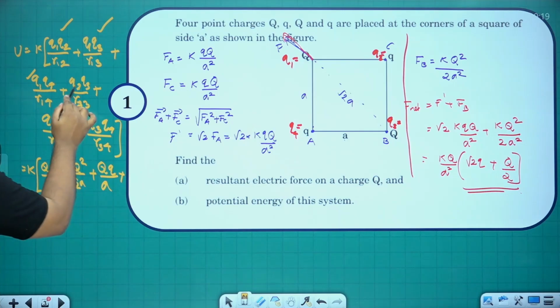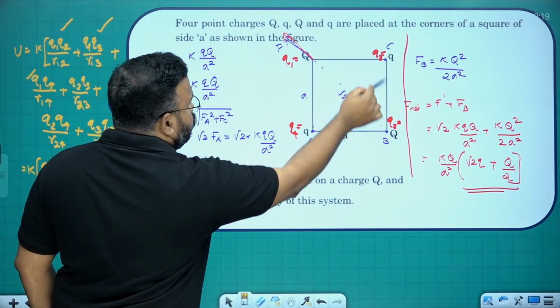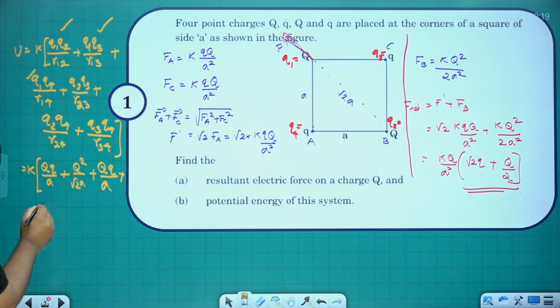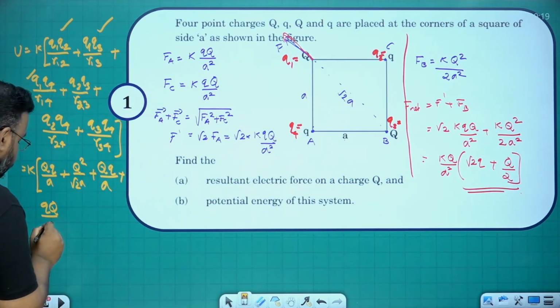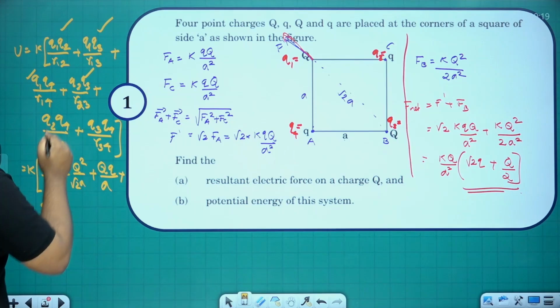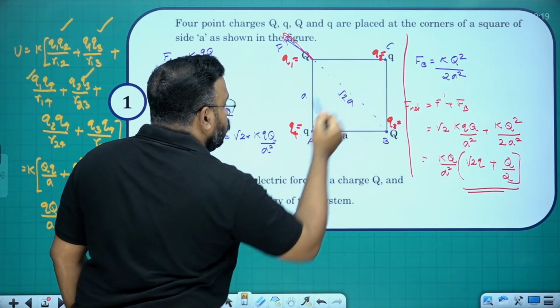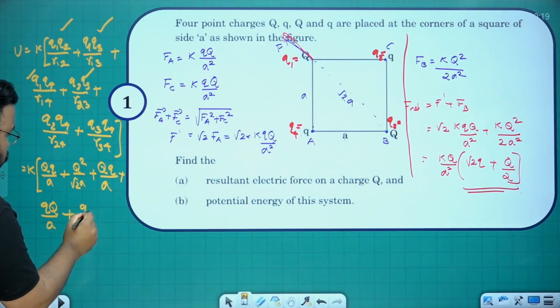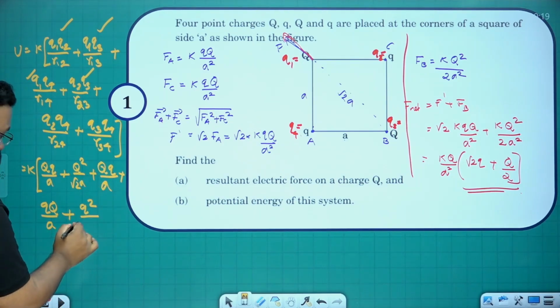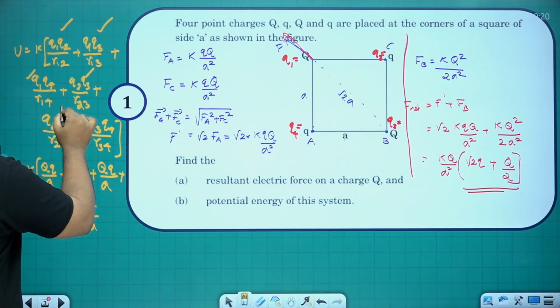Plus, what is the fourth term? Q2 Q3. Where is Q2? Q2 is here, Q3 is here. So Qq by again A. Qq by A. So the fourth term is also fine. Plus Q2 Q4: small q square by what? Root 2A. So the fifth term is also fine.